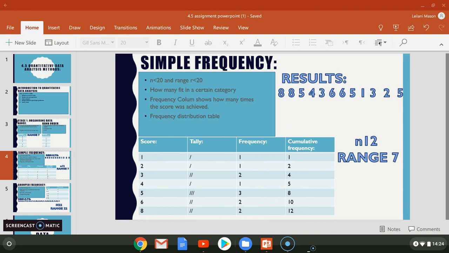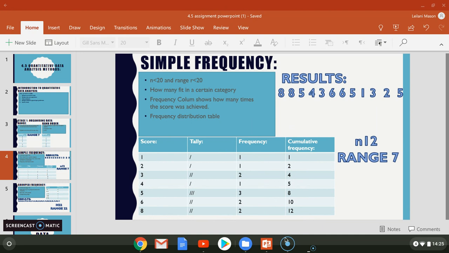So if the participants scored 3 landed dismounts, for example, the tally shows how many scored this, and the frequency also shows how many scored this. So they scored 2. And the simple frequency can be presented in a frequency distribution table.